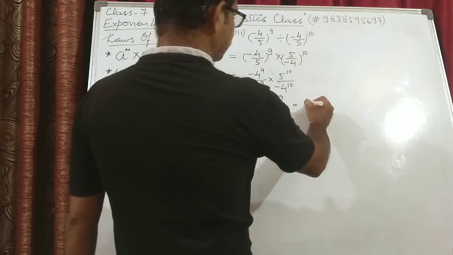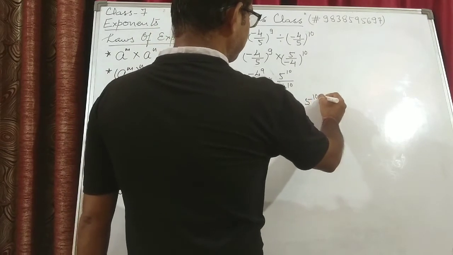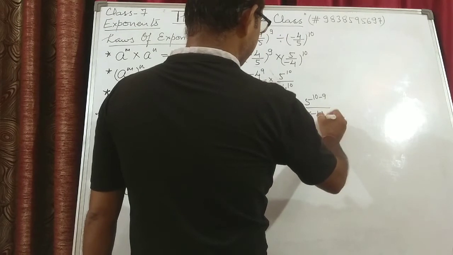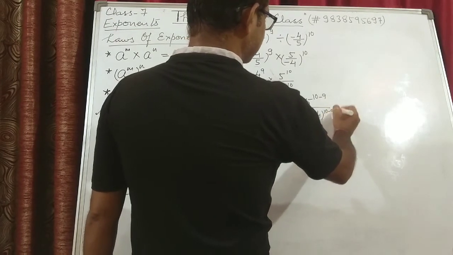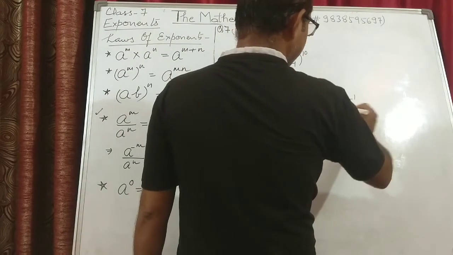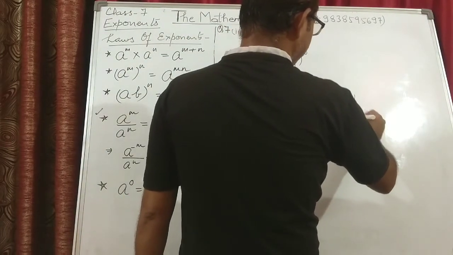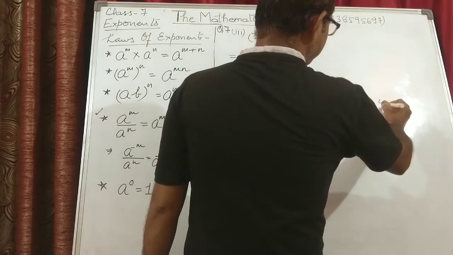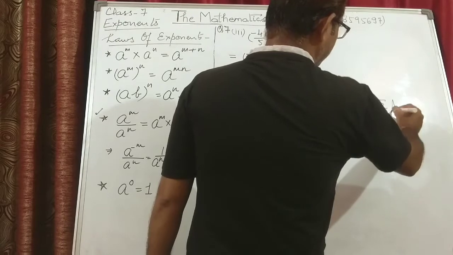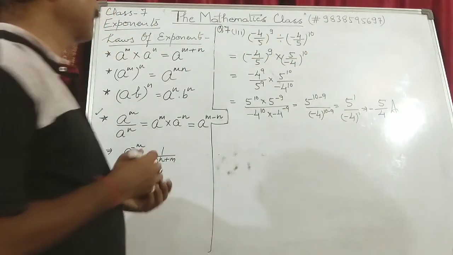So when you add, this will be 5 to the power 10 minus 9 upon minus 4 to the power 10 minus 9. 10 minus 9 is 1. So 5 to the power 1 upon minus 4 to the power 1. Finally it becomes 5 upon minus 4, or minus 5 upon 4. That is the final value.